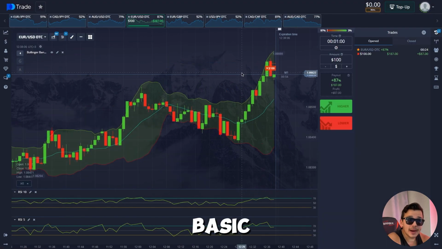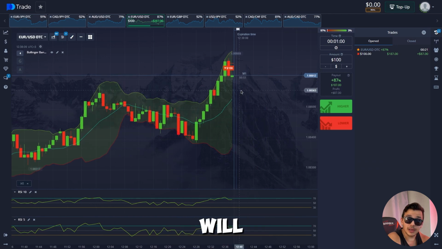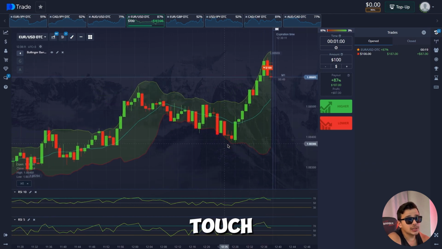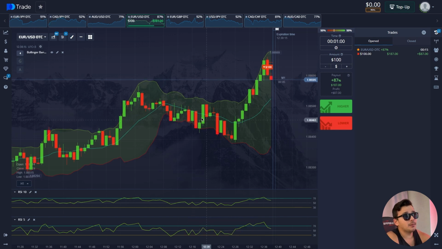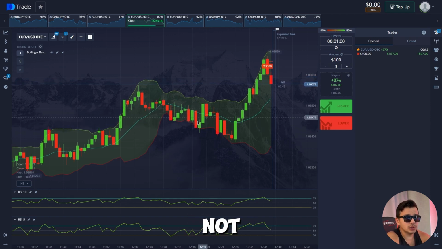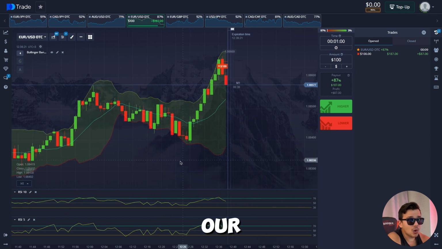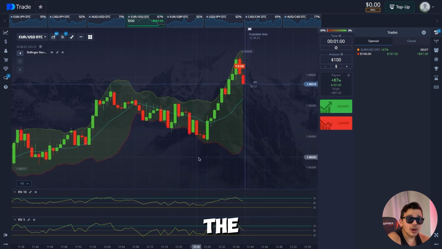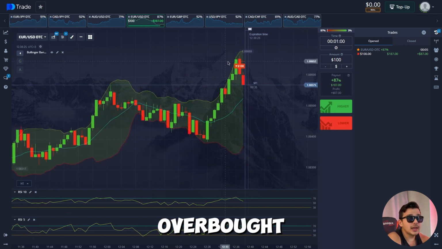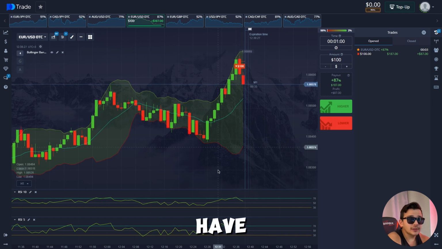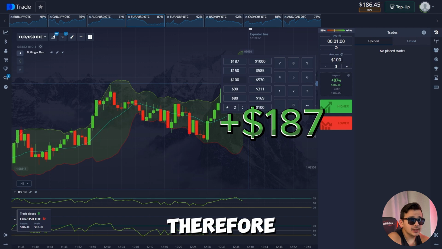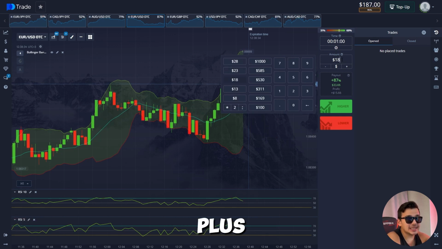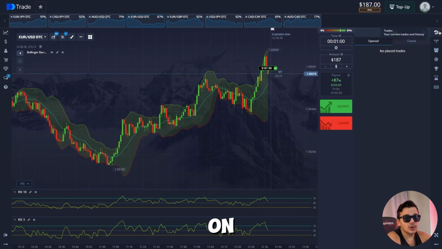That is, the basic principle of trading will be like this. When we touch the lower moving line, we will open a deal on the upside. But we will not do it immediately. We need to watch our oscillators and the oversold or overbought area. Respectively, now we have touched the upper moving line, with the exit from the overbought area, and therefore the deal is closed in plus, and we open the next deal on the downside.